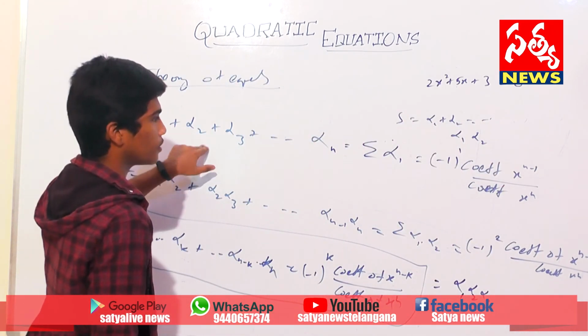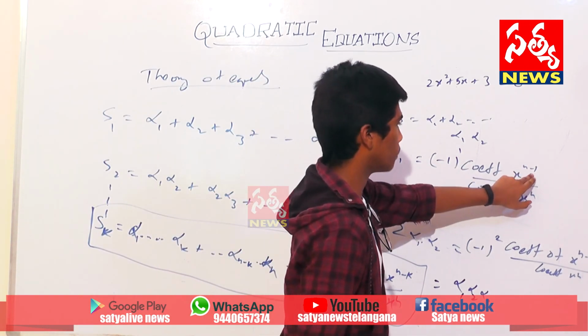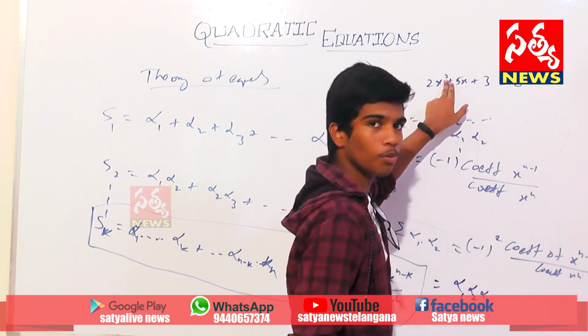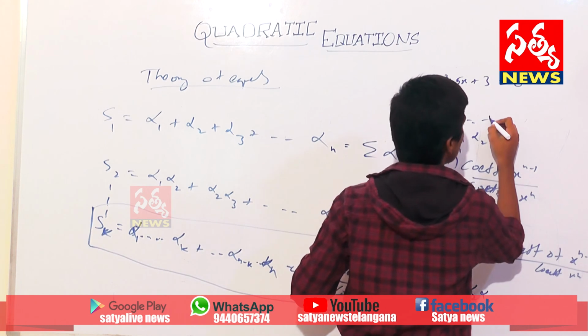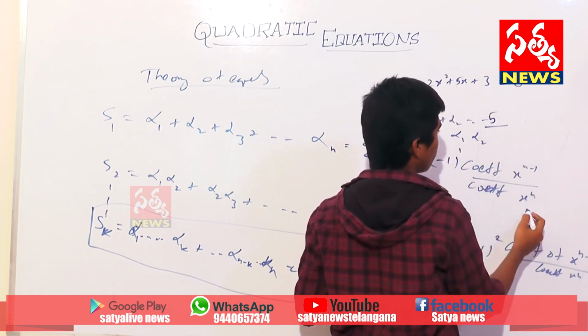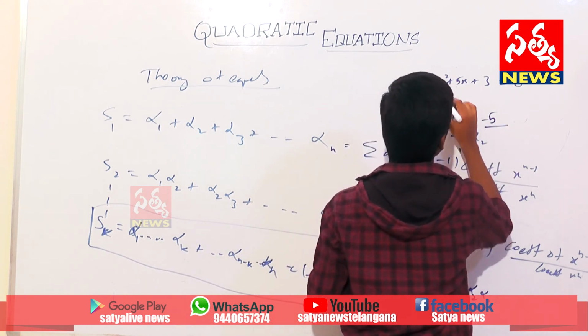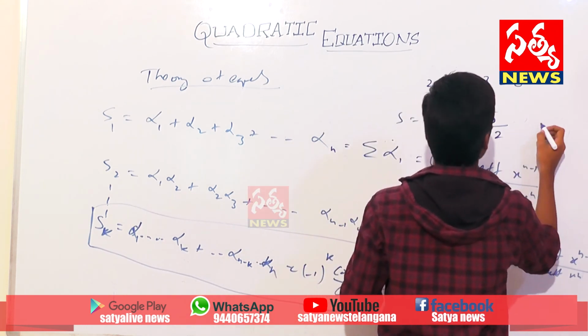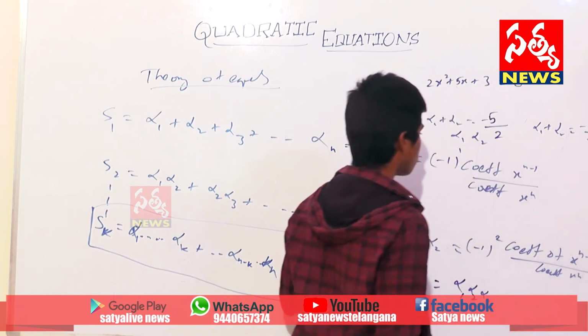Alpha 1 plus alpha 2 is equal to minus 1 whole power 1 into coefficient of x power n minus 1. As here n is 2, 2 minus 1 is 1, coefficient of x is 5. So minus 5 by coefficient of x power n. We know that n is 2, so x power 2. Coefficient of x power 2 is 2. Alpha 1 plus alpha 2 is equal to minus 5 by 2.